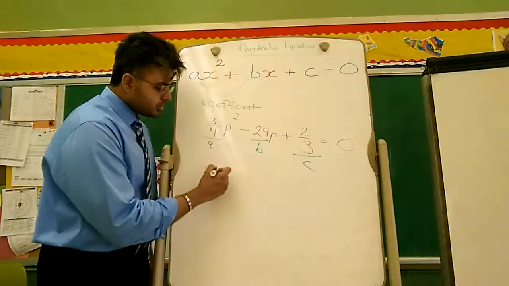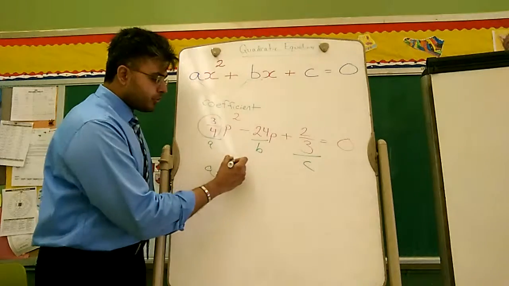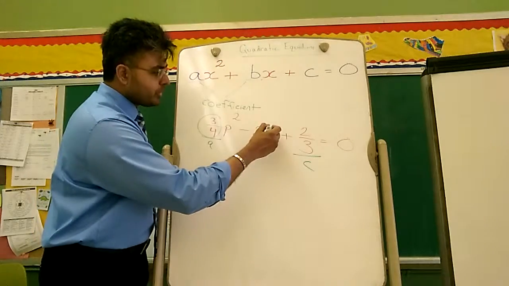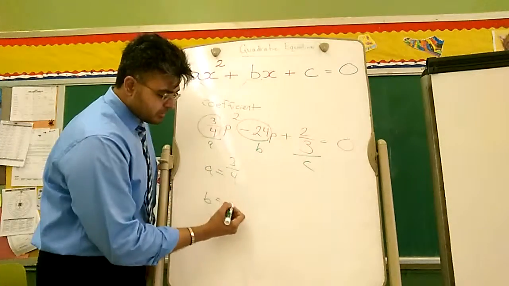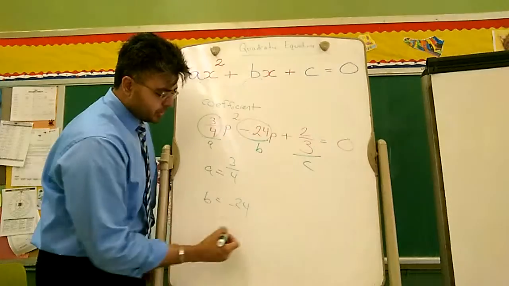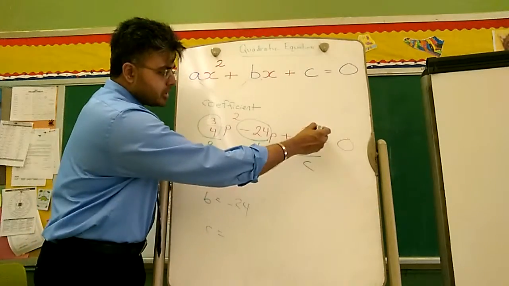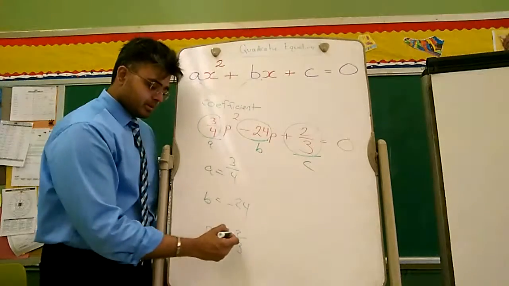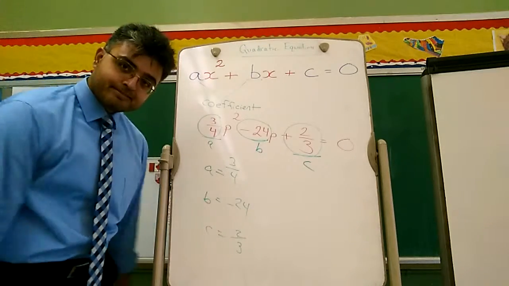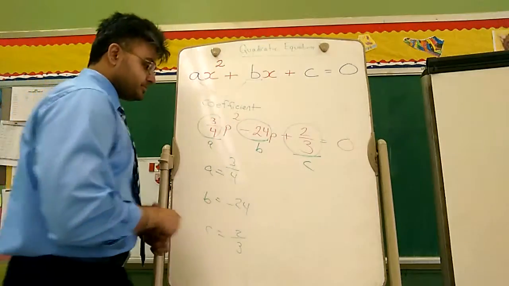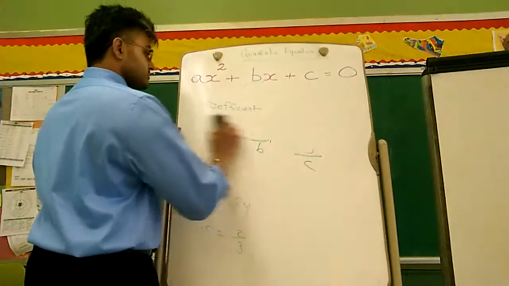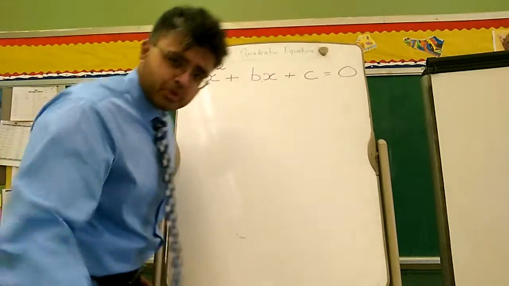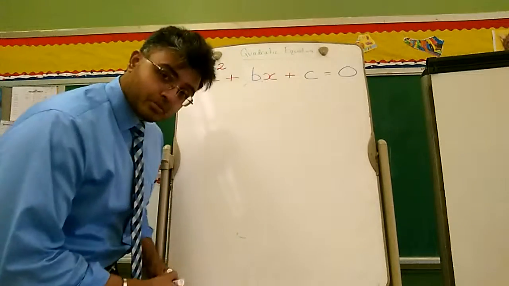So what's A equal to? 3 over 4. What's B equal to? Let's see, 24 and a minus with it. Keep the family together. Minus 24. And what's C equal to? Positive 2 over 3. And that's it. A, B, and C. Let's do another one. See how easy this is. No problem. Let's try a more difficult one.